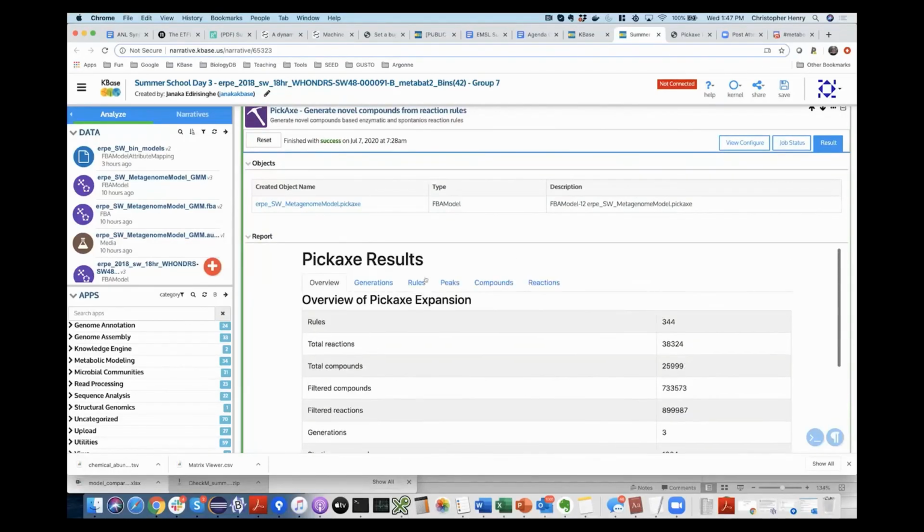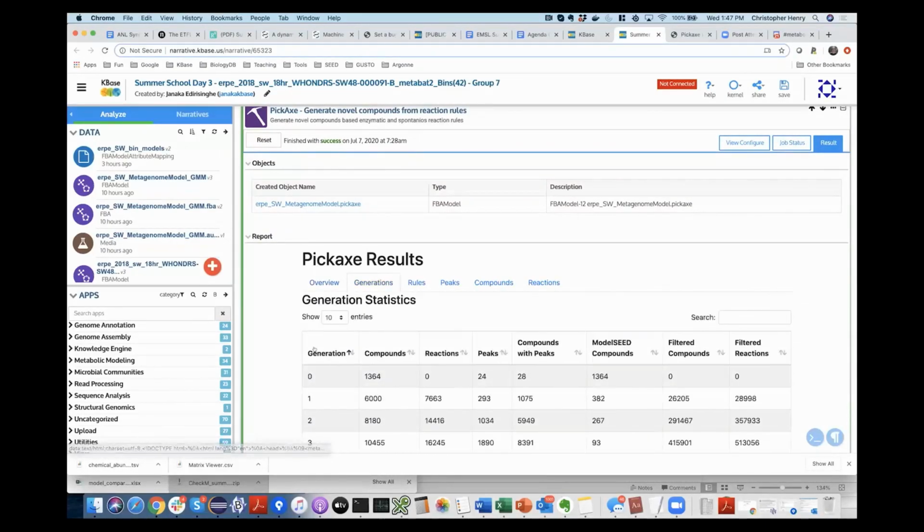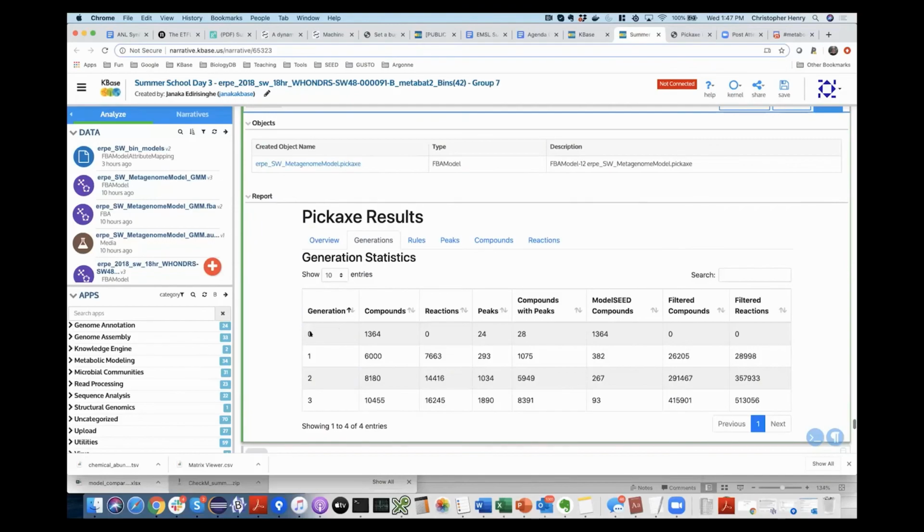So if we go up to generations, the generations tab shows you how many compounds you had after every generation. So you started with 1,364. We ran 2 rule sets with a limit of 3,000. So it's keeping 6,000. If it keeps 8,000, it means your filtering criteria was maxed out. So there's no random sampling anymore at this stage. It's keeping everything because it's hitting that many peaks. So it kept 6,000, then 8,000, then 10,000.